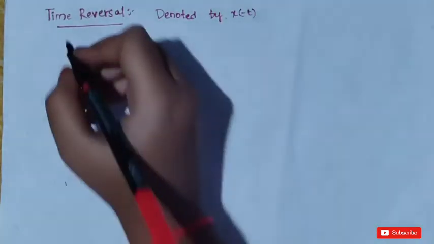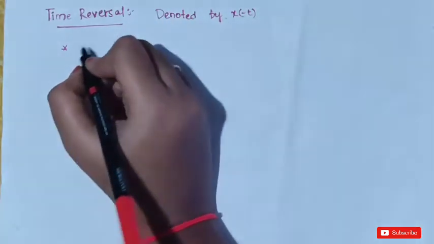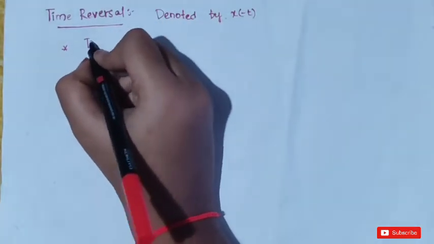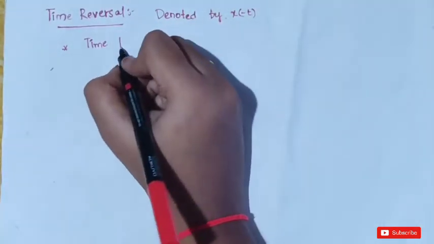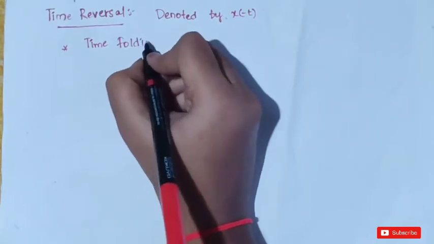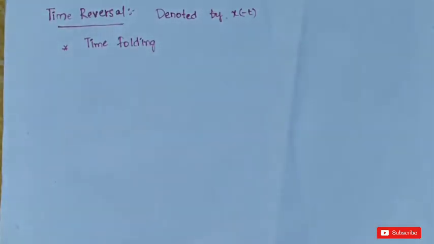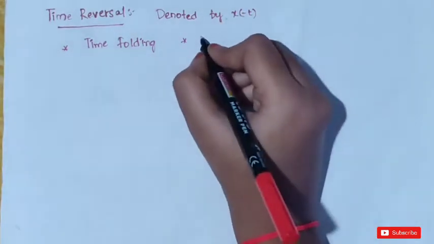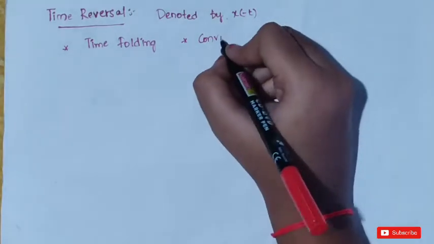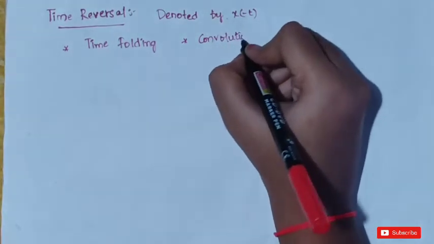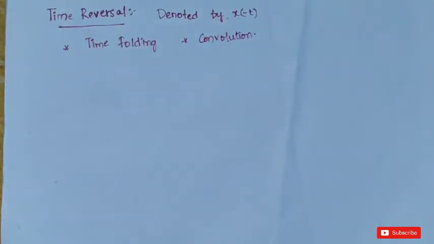The other name for time reversal of a signal is time folding. Time reversal of a signal is also called time folding of a signal. It is mainly used in convolutions.